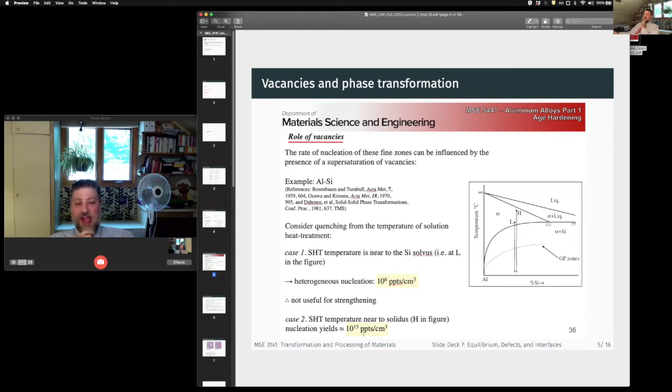That's 9 orders of magnitude more. It's not a factor of 9, right? It's not even a factor of 1,000. It's a factor of 1 billion. You get 1 billion times more precipitates by quenching from a higher temperature than from a lower temperature, both in the same single phase alpha region. Why is that?